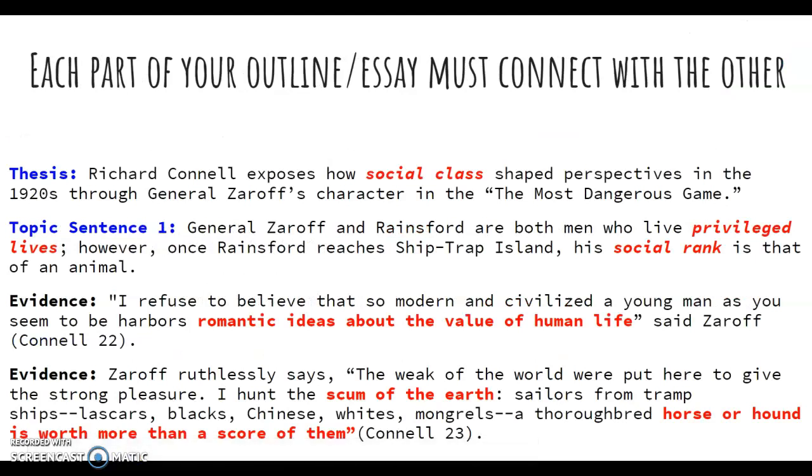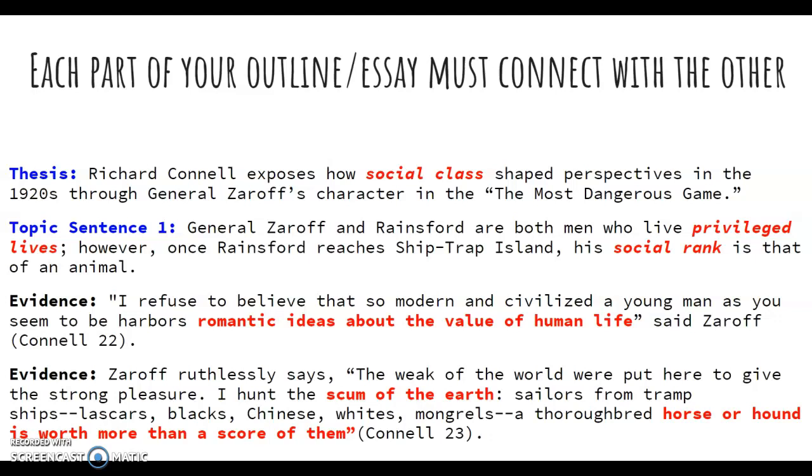Alrighty, so now we're looking at the thesis statement and topic sentence, which we've already talked about both. Let's look at evidence and see how that ties back to everything, okay? So we're looking at social class. Overall, that's our topic. We see how it ties from the first topic sentence. Let's look at the evidence now. How does this evidence tie back to the topic sentence?